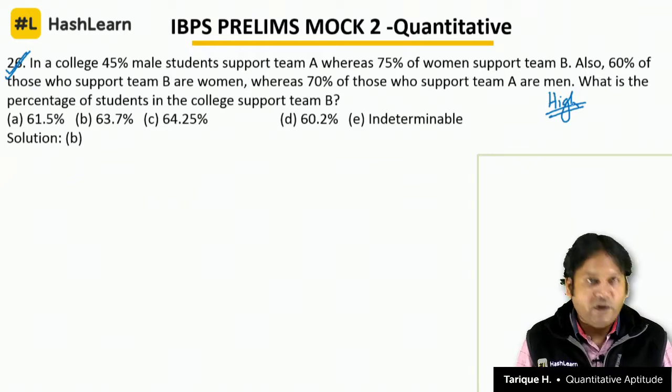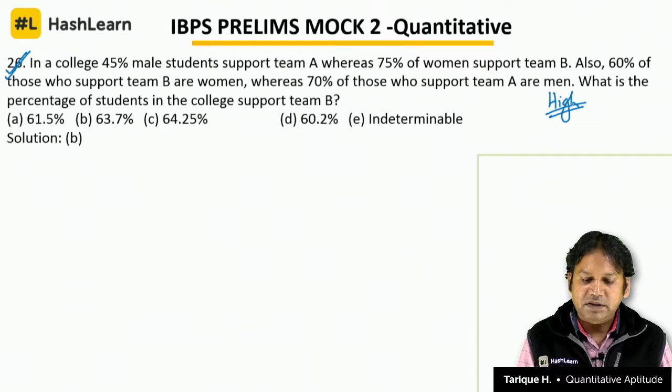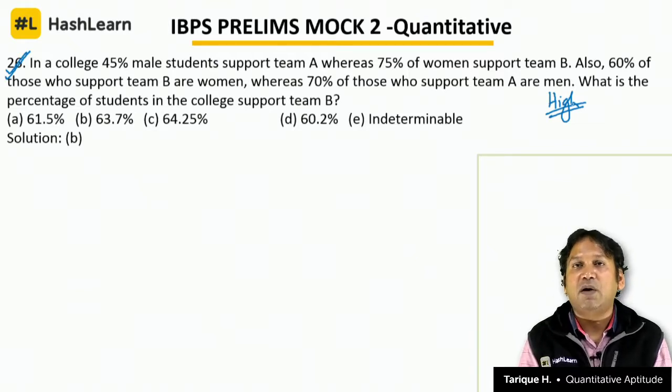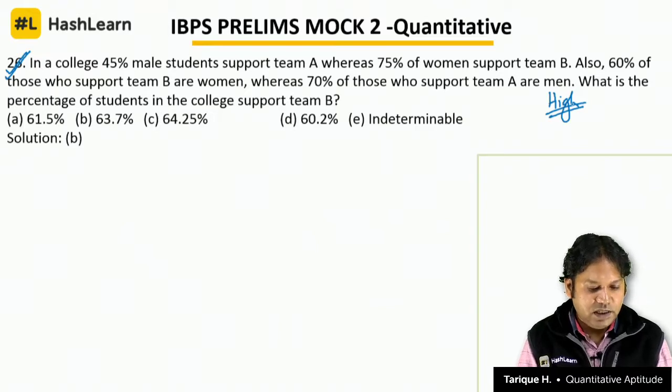Now you see, in a college 45% male students support team A, whereas 75% of women support team B. Also 60% of those who support team B are women. 70% of those who support team A are men. This is what is called overlapping percentages. What is the percentage of students in the college who support team B?